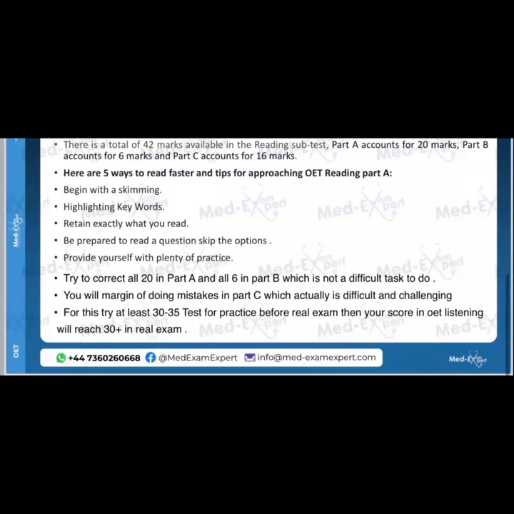So the same formula applies to the listening and the reading module. You have to put all your effort on Part A and Part B to reach grade B in both of the modules. So this is actually the trick.